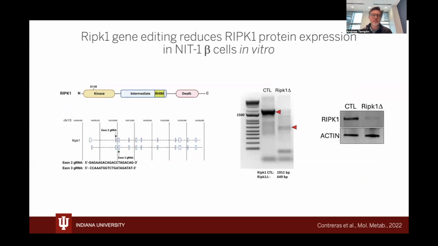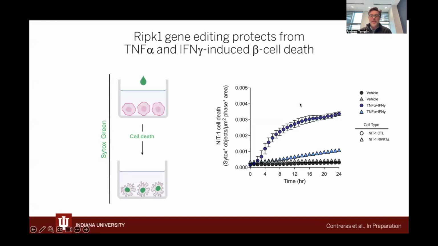We started off by performing CRISPR-Cas9 gene editing of RIPK1 in NOD-derived NIT1 beta cells. And we designed guide RNAs targeting exons 2 and 3 of RIPK1. And this is some validation of those CRISPR gene-edited cells here on the right. And then we performed cell death assays, wherein we used an instrument called an IncuCyte to perform live cell imaging and analysis every hour. And we quantified the cell death using this cell death indicator called Cytox Green.